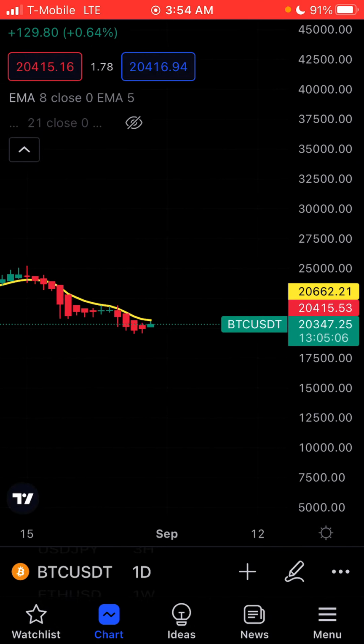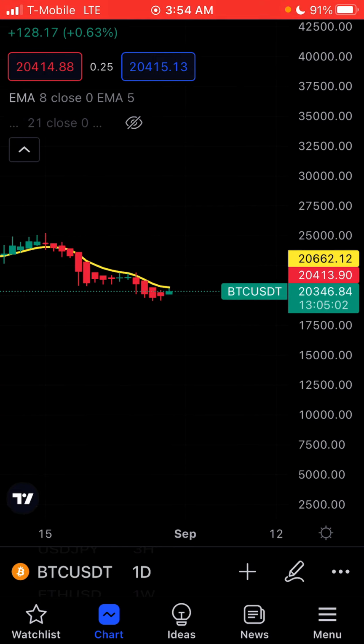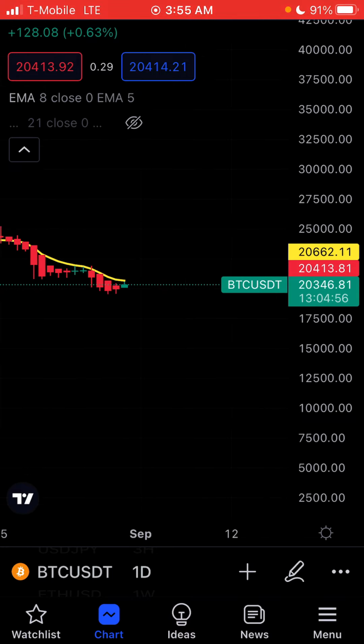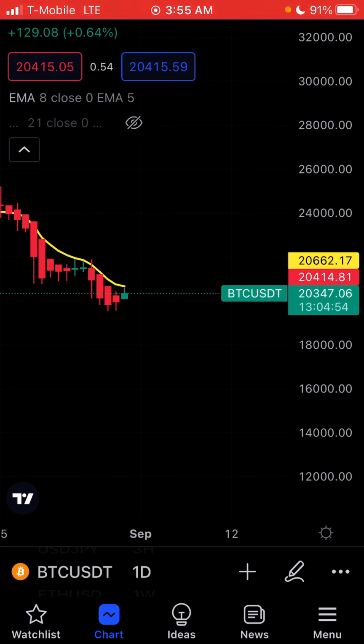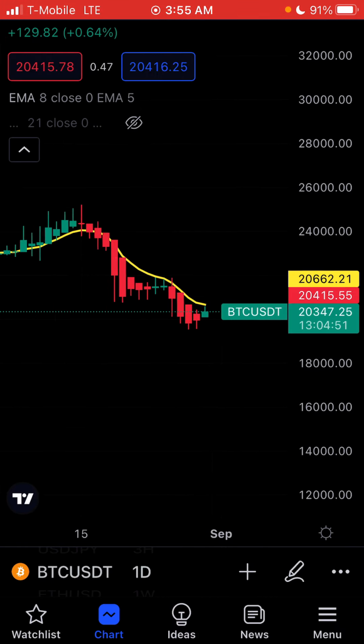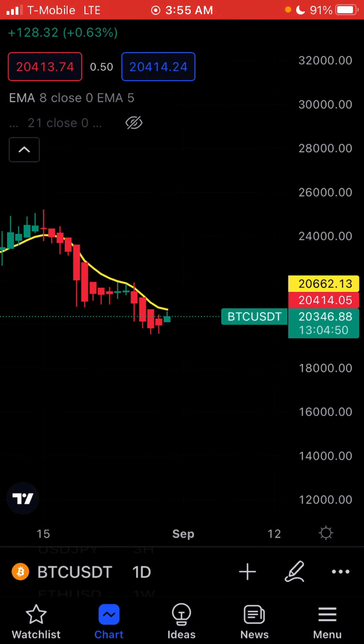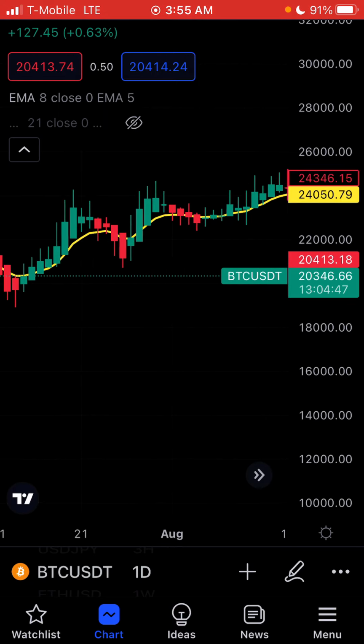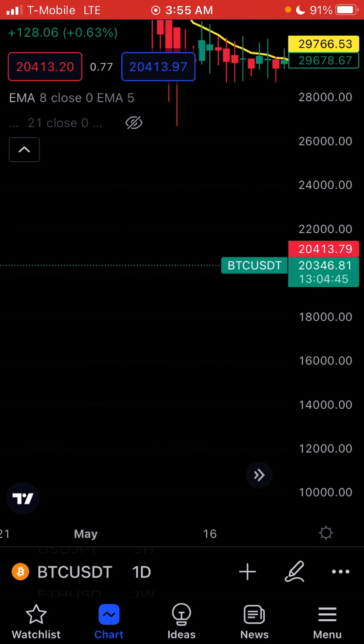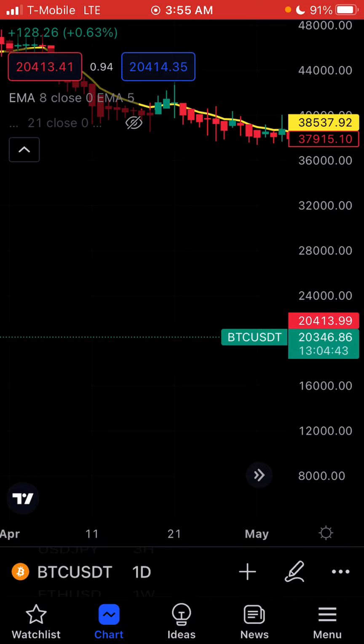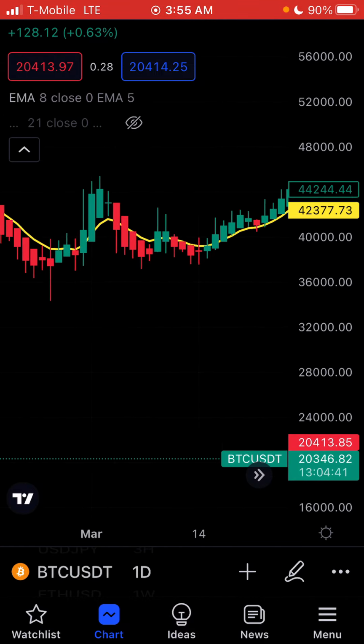Now where it is right now, judging by the 8 EMA, it looks like Bitcoin is going down. I would not get into Bitcoin until it goes through the 8 EMA, because that's when I know it's probably going to be going up. But let's look at one or two more. Let's go back a little bit. Let's just look for two more scenarios.